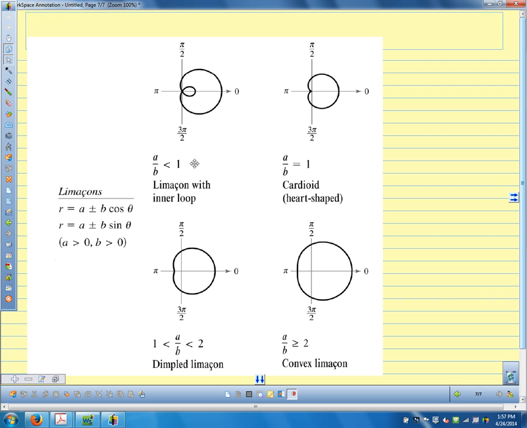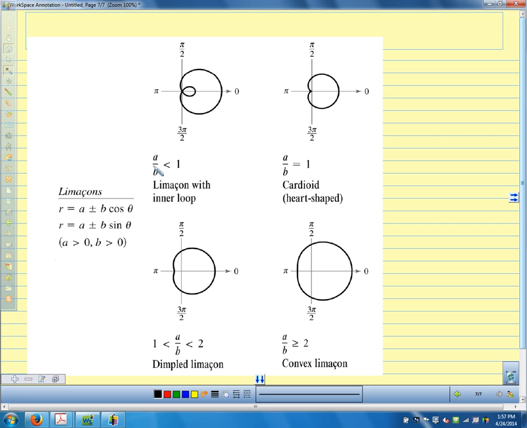So there are limaçons. We graphed a cardioid, which is a special type of limaçon. What determines whether the limaçon has a loop, or it's a cardioid, or it just has a little dimple, or it's kind of straight, is the relative sizes of A and B. It's not necessarily that you memorize those relationships. If A and B are both the same, you always get a cardioid.